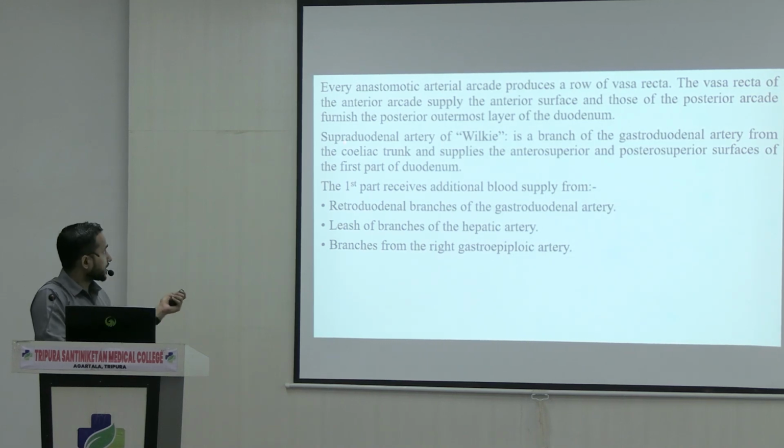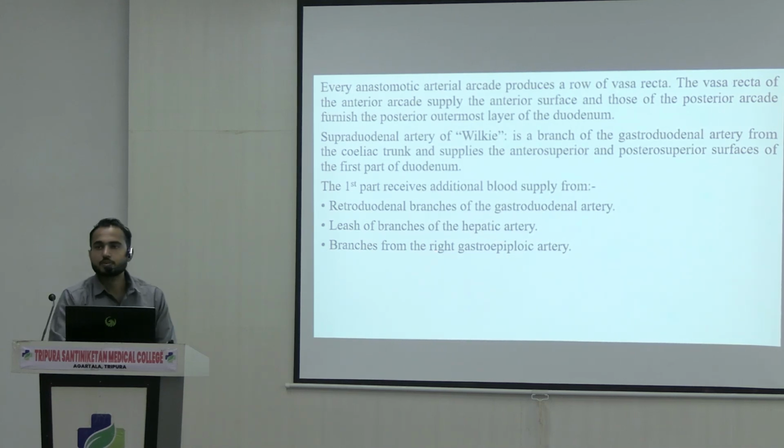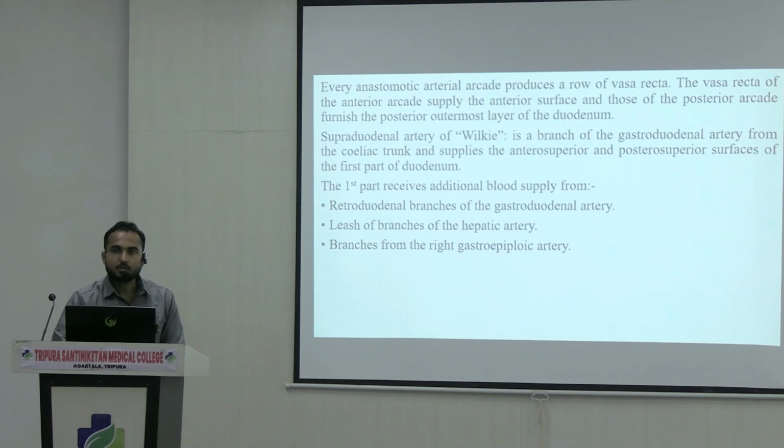First is the supraduodenal artery of Wilkie. Next, you can see the first part receives additional blood supply from the retroduodenal branch of the gastroduodenal artery, some branches from the hepatic artery, and some branches from the right gastroepiploic artery. Now, here is a clinical significance. What is this clinical significance? Have you heard about end arteries?